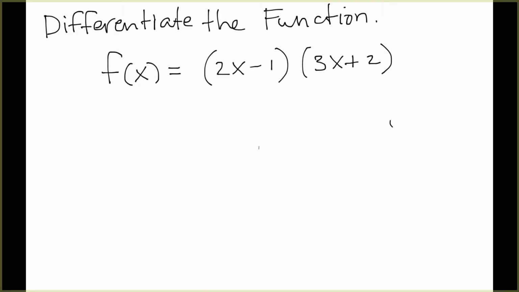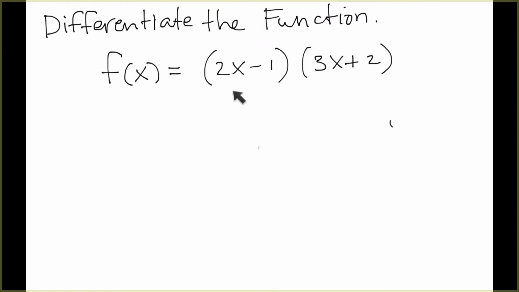Okay, in this example, we want to take the derivative of a function. This function is f of x equals (2x minus 1) times (3x plus 2). So one of the things to notice about this function is that it's not really in a form that we can take the derivative of.